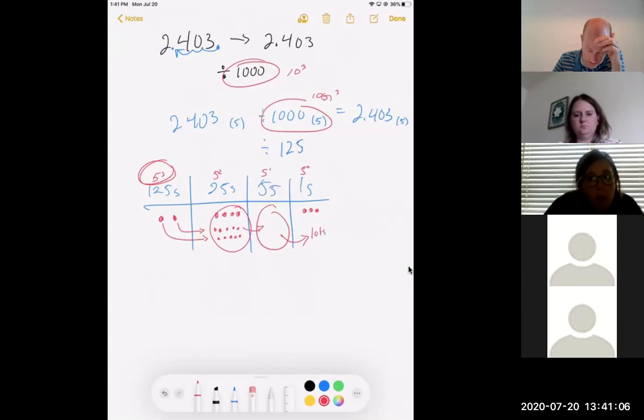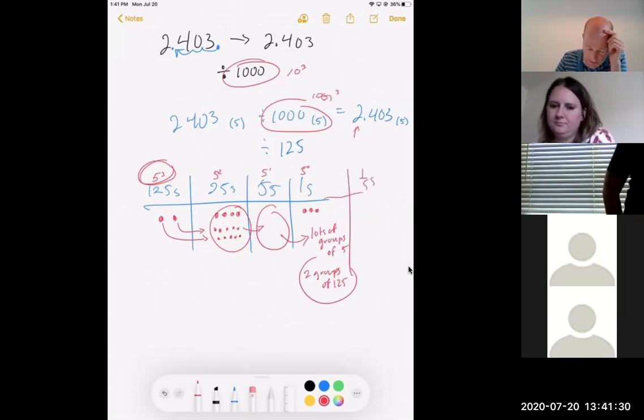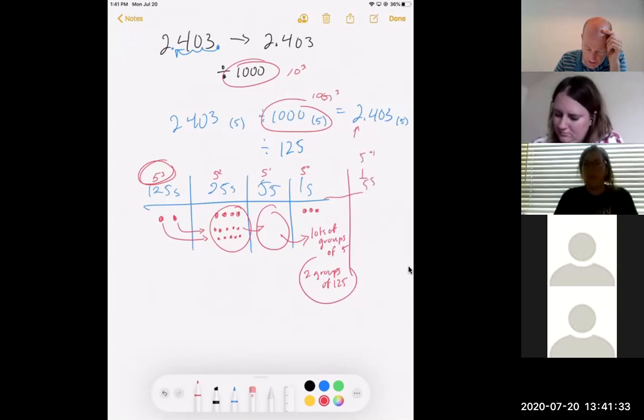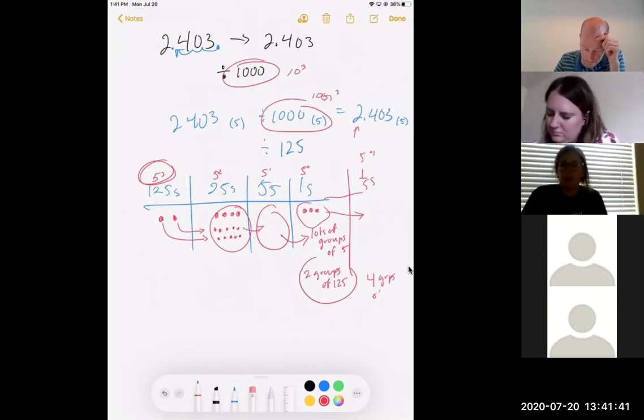Okay. It's a little bit abstract because I can't draw them all out. But in the ones place, you can get 2 groups of 125 because that's right here. We know that that's true. Okay, so we can get 2 groups at least. But with the leftovers, we have to go to the next place down, which is the 1/5 place, or 5 to the negative 1. And you put all of the lots of groups over here. Even more. You get 4 groups of 125. And so on.